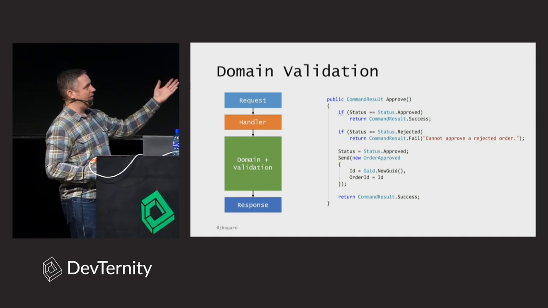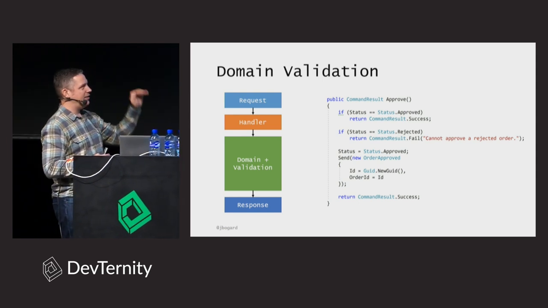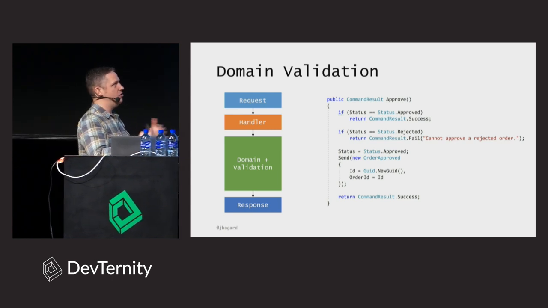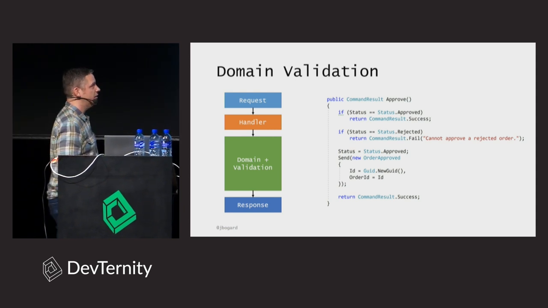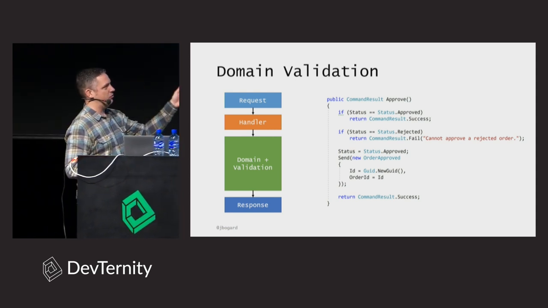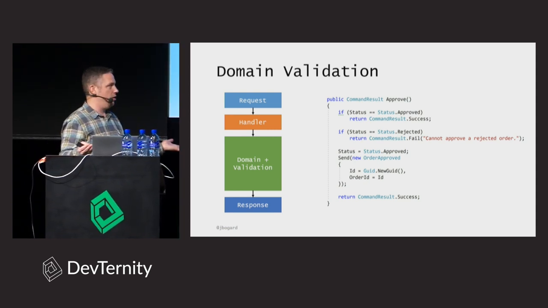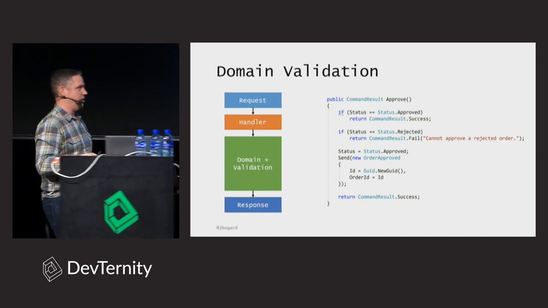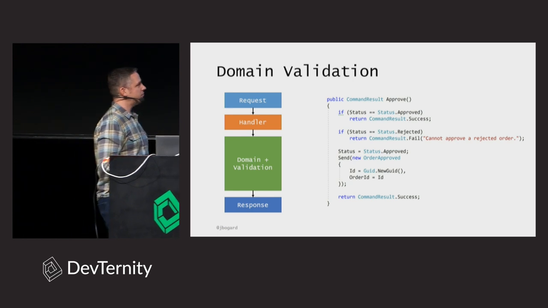So in this case, I've got a method that says I'm trying to approve an invoice. And what it's doing is checking the status of the invoice and saying, based on the status, it's going to either perform the operation or return you a reason why I can't do this. So if the status is rejected, I'm returning a failure result saying I can't approve a rejected order. So you'll see something on the screen that says you can't approve a rejected order, and then the user will get sad, I guess.